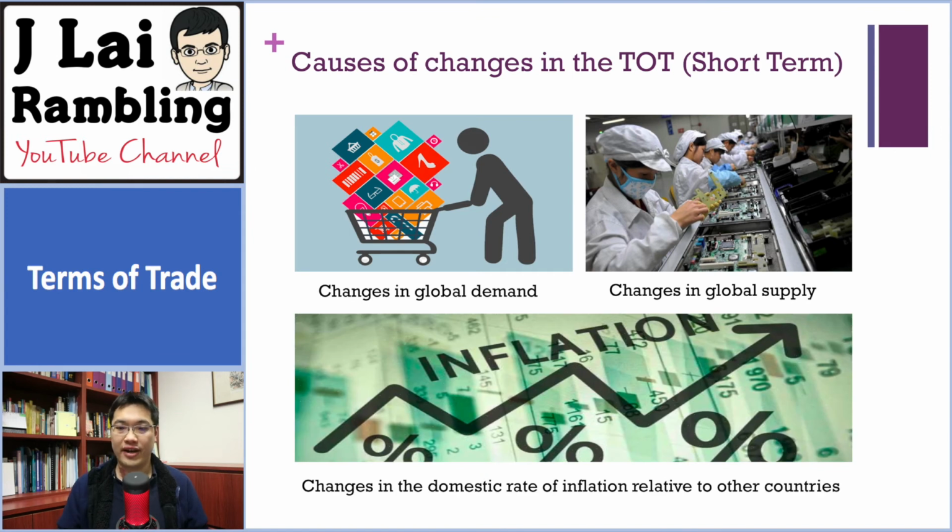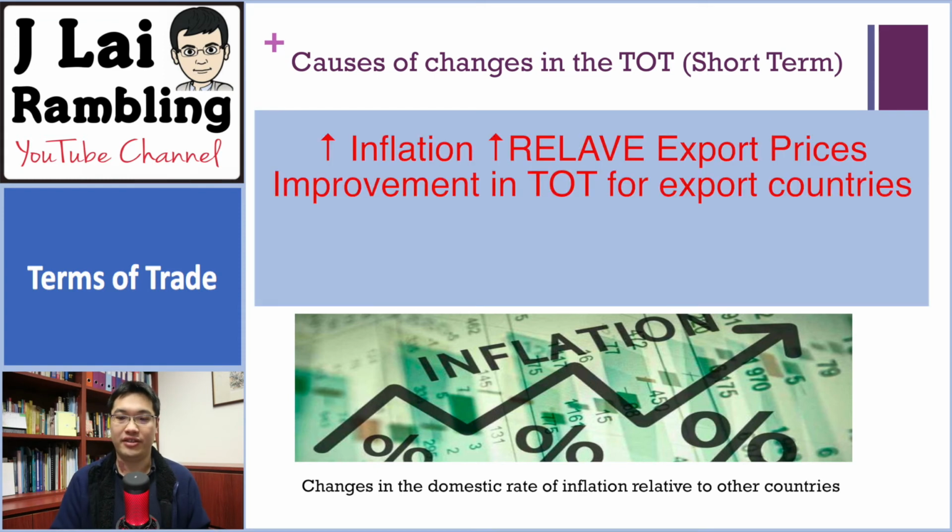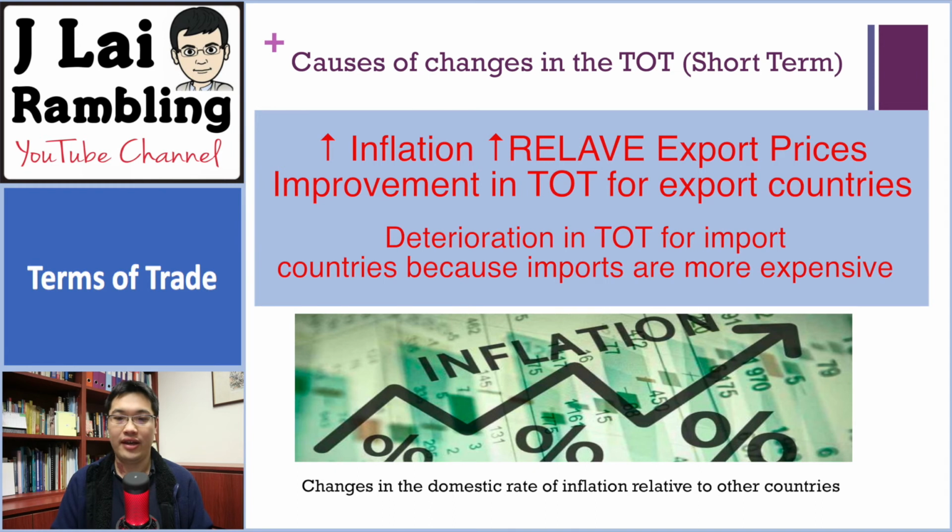Changes in the domestic rate of inflation relative to other countries. Price level changes in a country relative to other countries can have impacts on its terms of trade. A higher rate of domestic inflation means that the country's export prices increase relative to its import prices, and this results in an improvement in the terms of trade. And at the same time, this corresponds to a deterioration in the terms of trade of countries that import goods from high inflation countries.